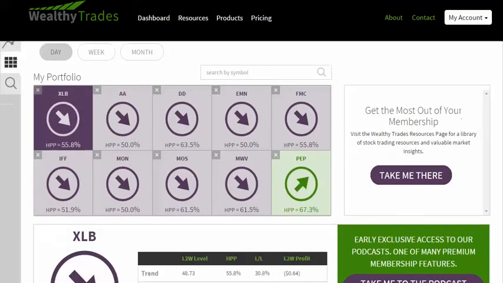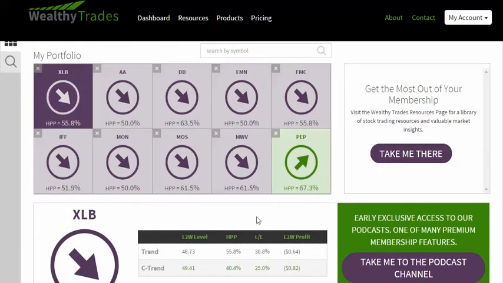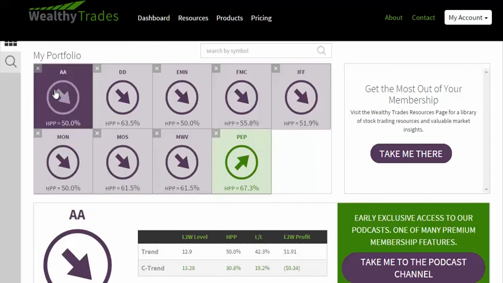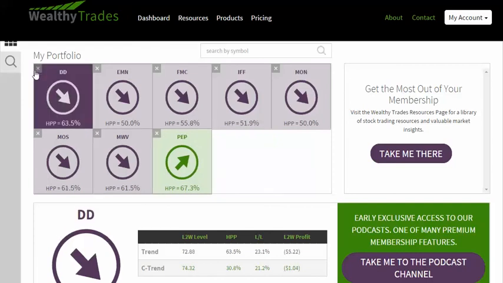All right, so I'm going to use my filtering tool, and I'm going to eliminate anything that doesn't make money. After I clicked on my portfolio, eliminate anything that doesn't make money on the trend side or in the counter trend side, right? And the levels to win profit. So the XLB itself doesn't make money, so I'm going to eliminate that one. AA doesn't make money on the counter trend side. Eliminate that one. DD, eliminate that one.